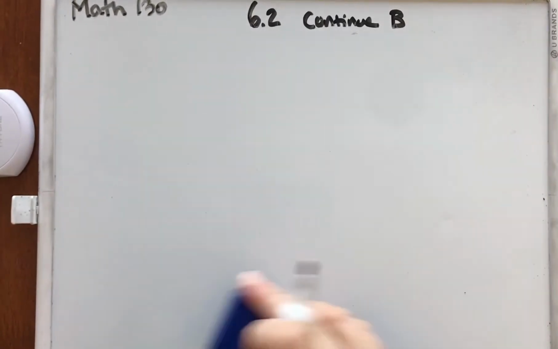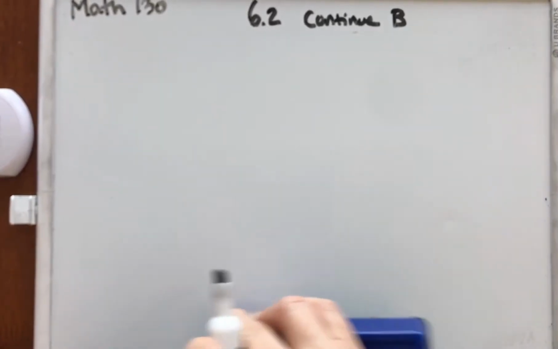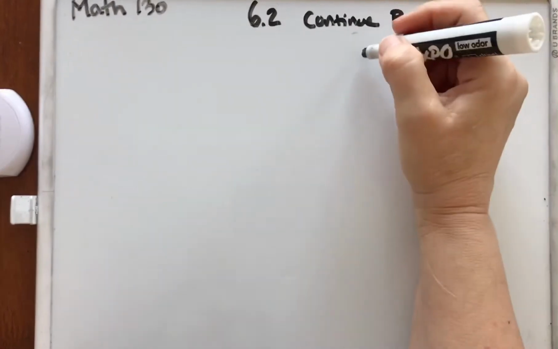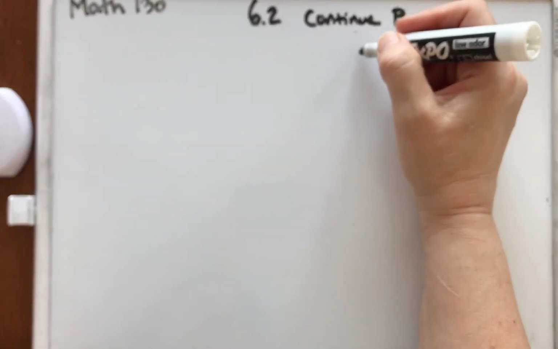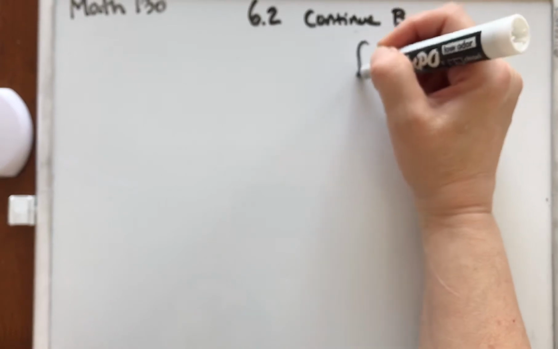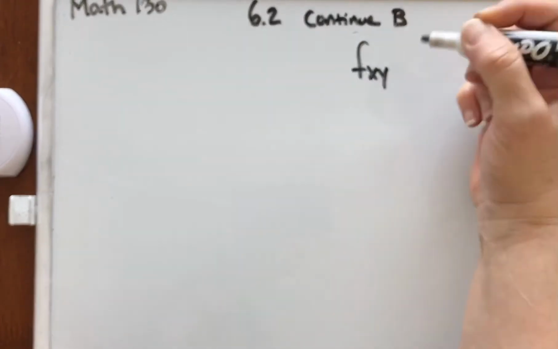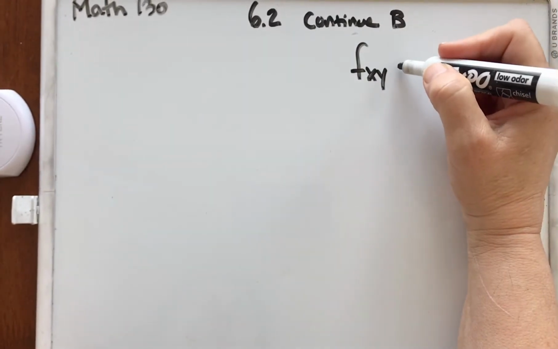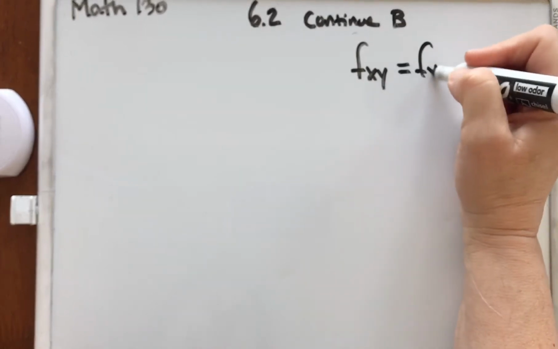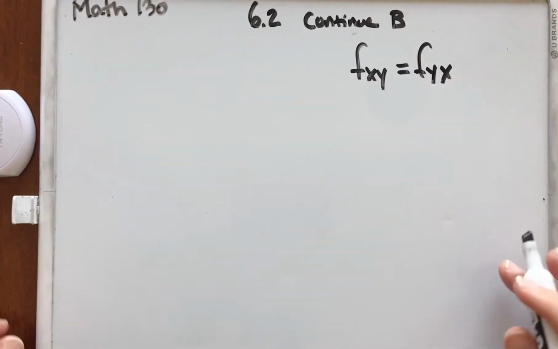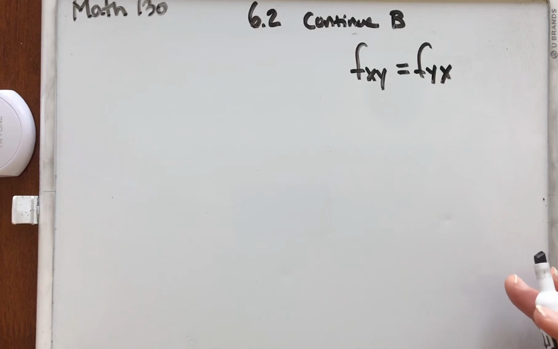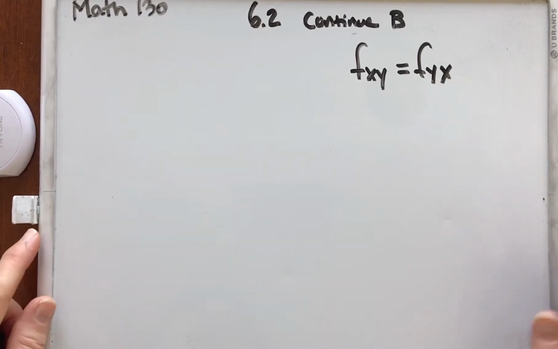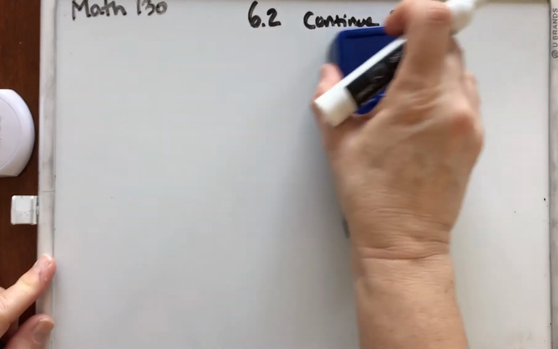We're going to continue. So I'm going to call this part B for this section. Notice in our last problem, we saw that the partial fxy equaled fyx. Just wanted you to know that's not always the case. However, in this class, it will be the case. So you can check your work that way. All right, so let's do an example.